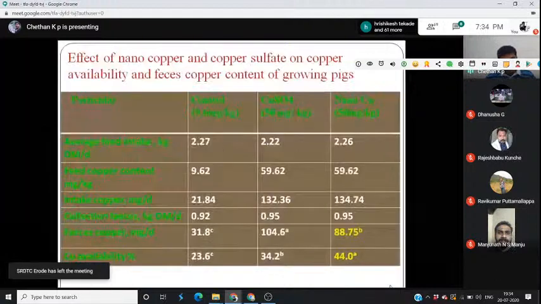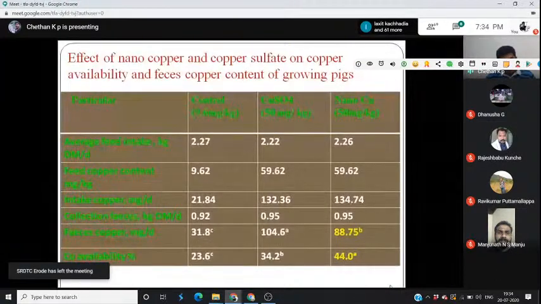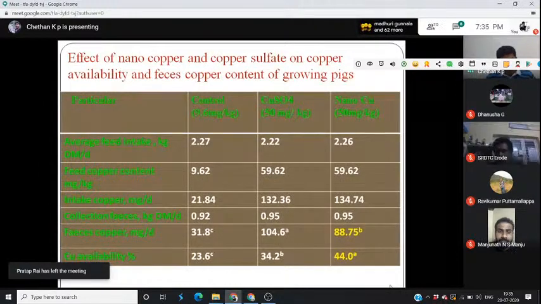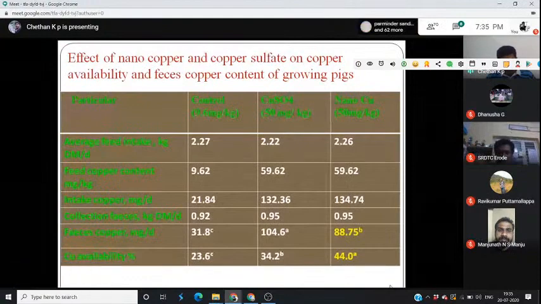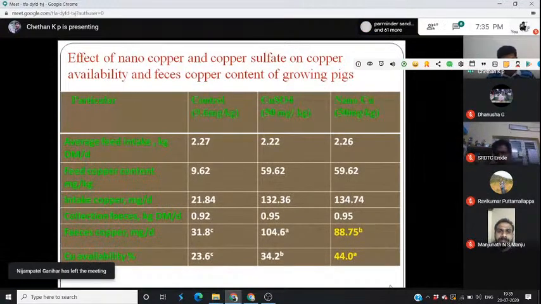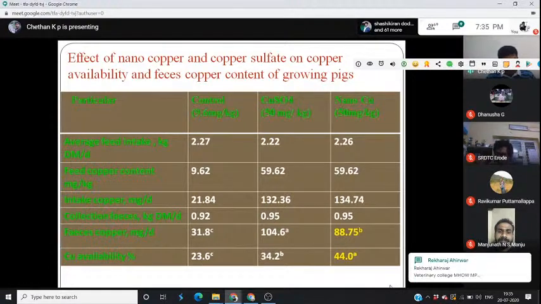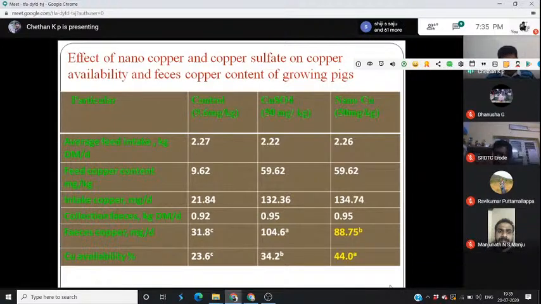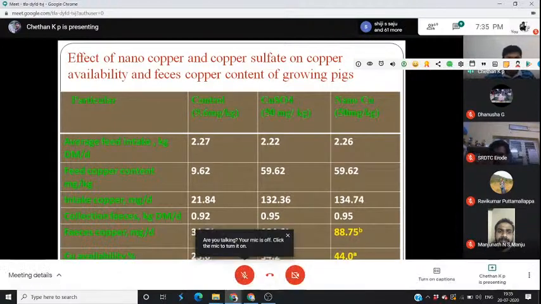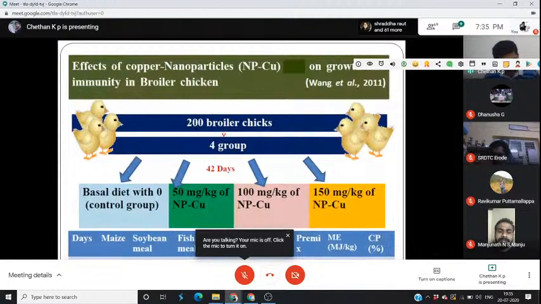He also observed the concentration of copper excreted in the feces. In the nano copper supplemented group, he observed lesser copper content, only 88.75 milligram per day. Whereas in the inorganic copper, at the same level of 50 milligram per kg, he found that 104.6 milligrams of copper was excreted. So he could reduce copper in the feces, thus improving the bioavailability of this copper. Another study by Wang and his co-workers studied the effects of copper nanoparticles on growth and immunity in broiler chicken.